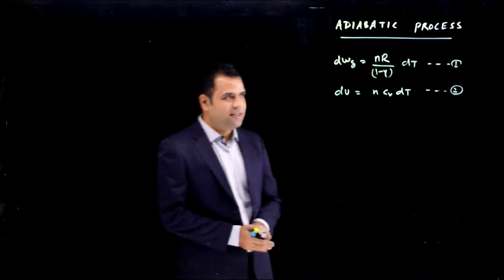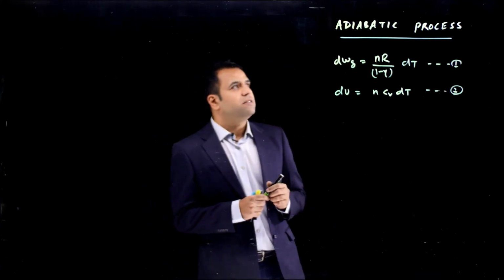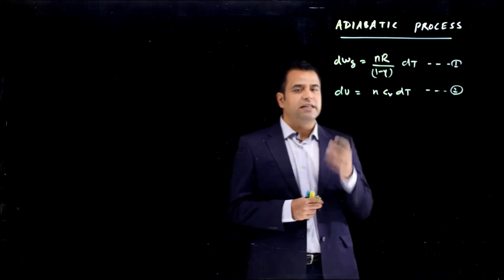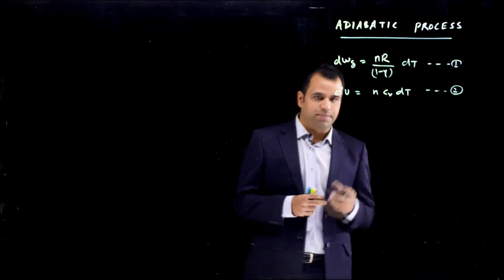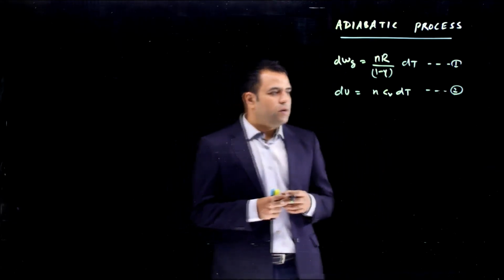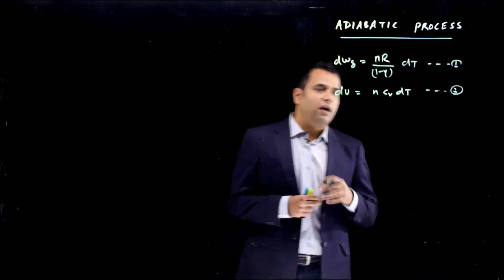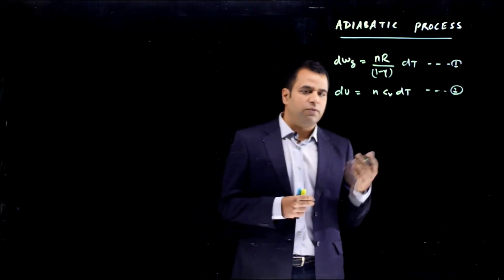Hello. So, in the previous lecture, we calculated the work done by the gas in case of the adiabatic process, as well as the change in internal energy, which is the same. Now, what we will do is calculate the heat given in the process in case of the adiabatic process, in terms of temperature and volume, whatever is possible.